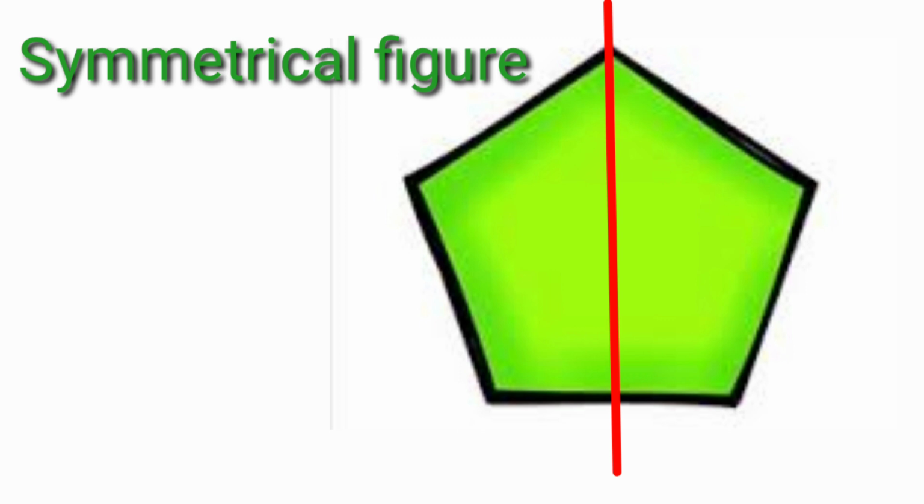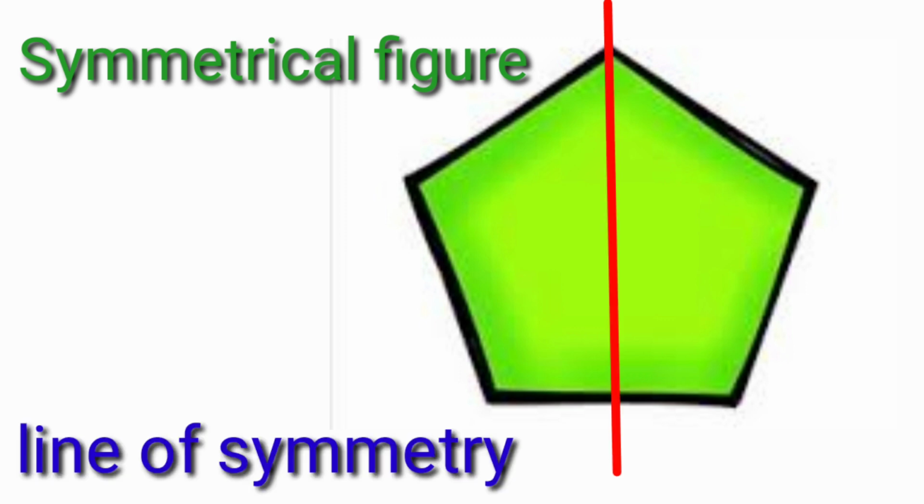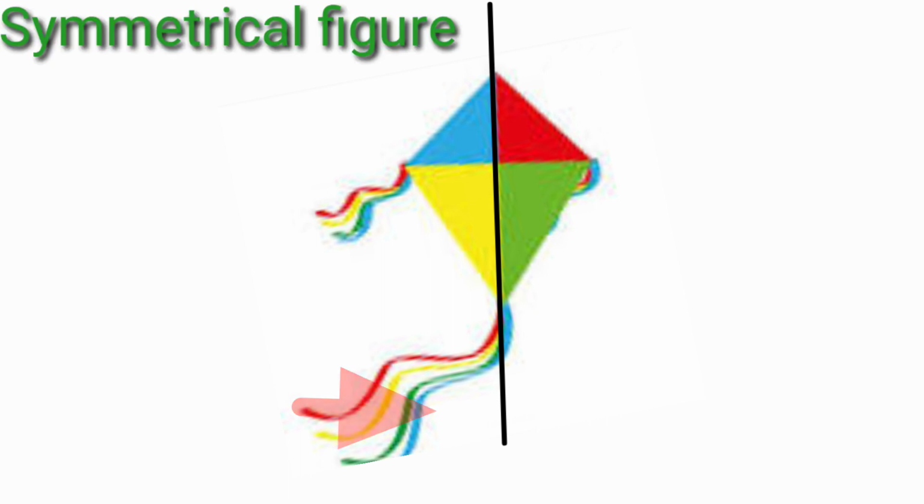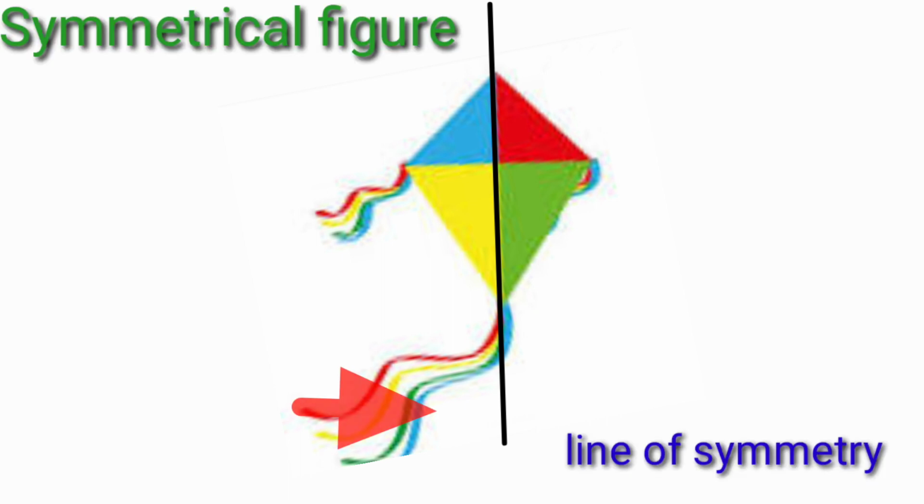Look at this image. We have learned the line that divides this image into two parts that are exactly the same. Such a figure is called symmetrical and this line is called the line of symmetry. Yes, this figure is a symmetrical figure. Now you have an idea about what a symmetrical figure is and what the line of symmetry is. At this line, it completely covers the other half. So this figure is a symmetrical figure and this line is called the line of symmetry.